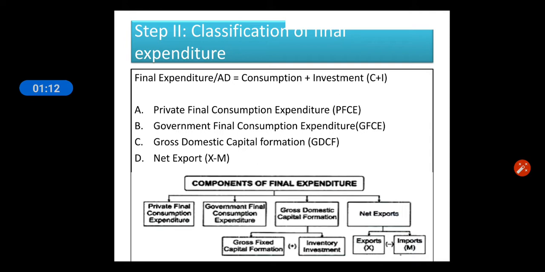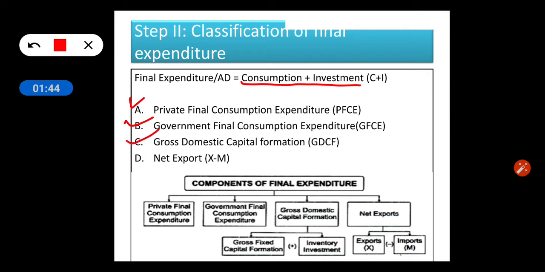In step 2, we will see how these economic units are spending on different goods and services. This expenditure on goods and services in the economy is done mainly for the purposes of consumption or investment. Okay, your C plus I, consumption plus investment. And this expenditure is again categorized into four categories: private final consumption expenditure, government final consumption expenditure, gross domestic capital formation, net export. Net export is your export minus import.